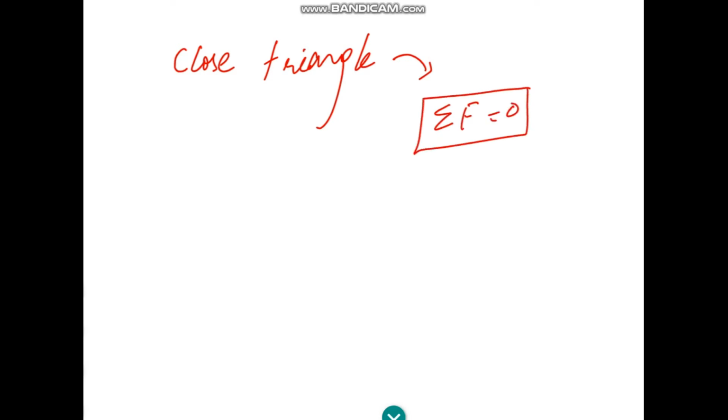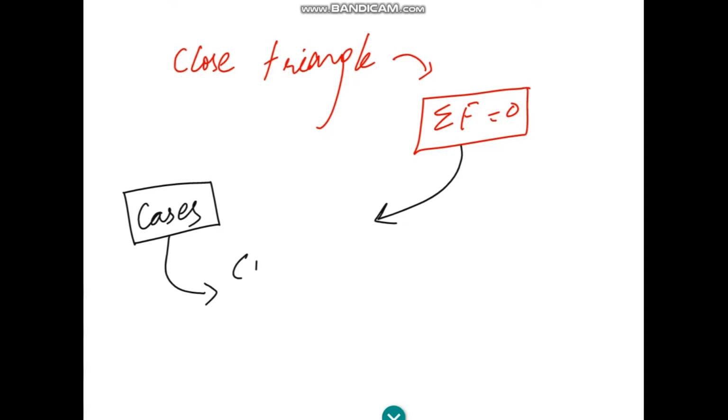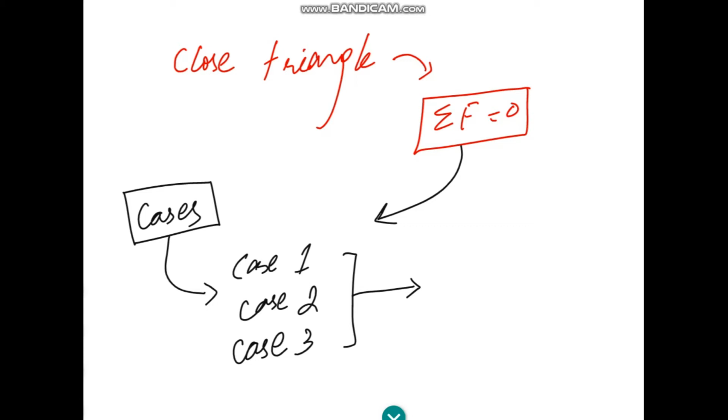So if you get a closed triangle, we can use the closed triangle to prove that your sum of forces is 0. Most of the questions in Cambridge A-level exams paper 2 will be related to this concept. So there are different cases. Now one by one we will see these cases, case 1, case 2 and case 3. They are covered in detail in the next section of this video.